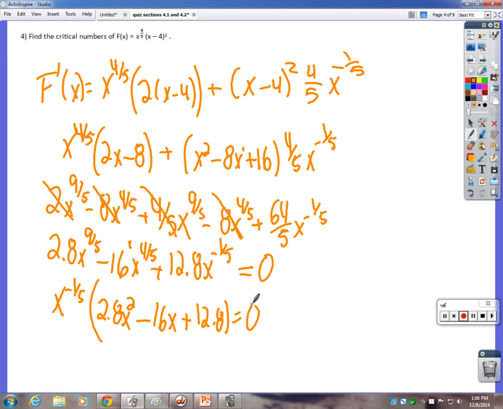out of it. Now this obviously tells you that x can't equal, well, okay, we need to be a little careful with this. Remember, critical points are where the derivative equals 0 and where it's undefined, right? So x to the negative 1/5 is like 1 over x to the positive 1/5. So what would make this be undefined? 0. So that's one of your critical points.